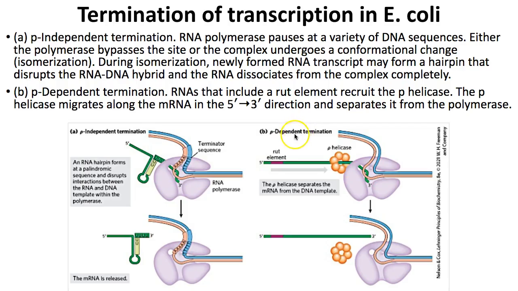And then for the rho-dependent termination, you have this rho helicase that actually separates the messenger RNA from the DNA template. This helicase migrates along the messenger RNA in the 5' to 3' direction and ends up separating it from the polymerase. And so that is the rho-dependent termination.